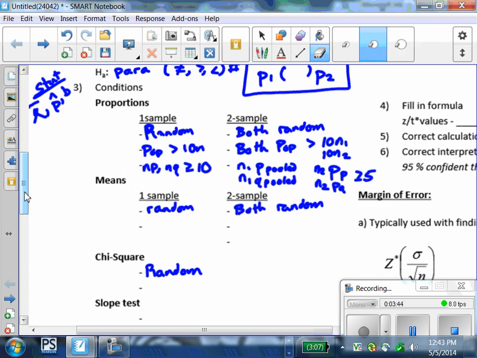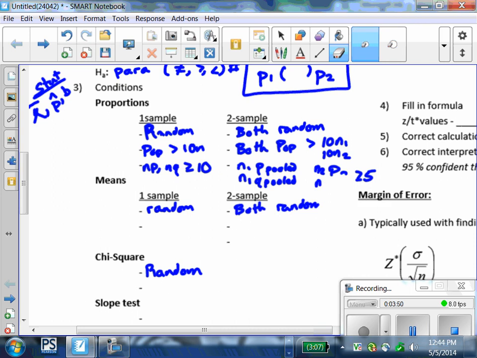Excuse me, I messed up right there. Let me clean that up a little bit. That's not p times q, that's p pooled for both of those. So that's a small p. I apologize for being so small, but I'm just trying to get it all on one page. So again, for proportions: random, population greater than 10n, and then np and nq greater than or equal to 10 for one sample, greater than or equal to 5 for a two sample. And remember, you pool for the two sample proportion z tests; you're going to want to use that p pooled value.